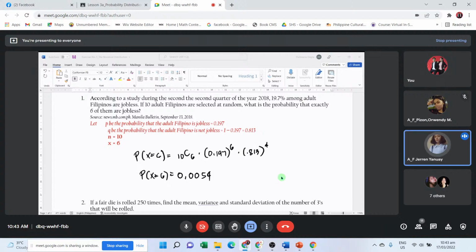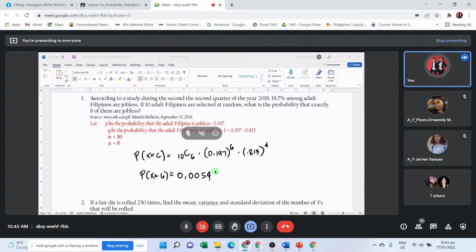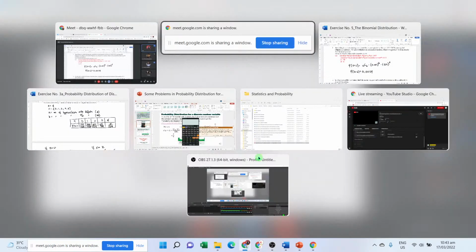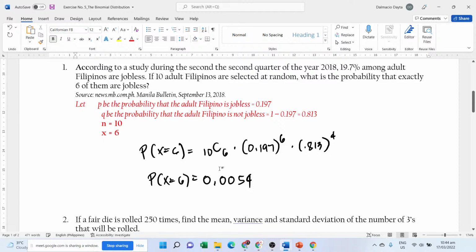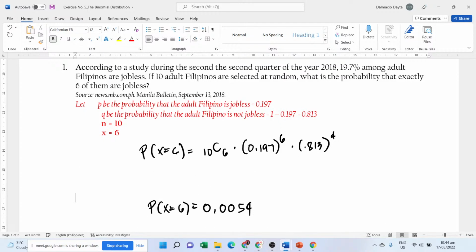Sir, question? Paano po naging 0.0054? Did you try to solve this using your calculator, Darren? Eh, di ba po, paano po yung dapat gawin? Na-input niyo ba to sa calculator? Were you able to put this in your calculator? Subukan ko po. Subukan mo.